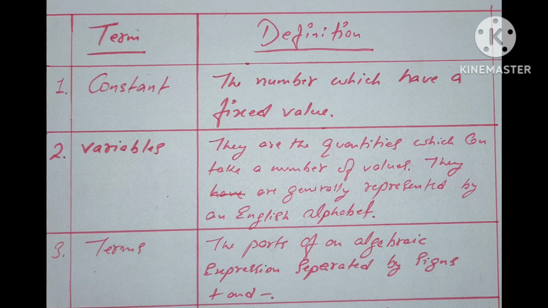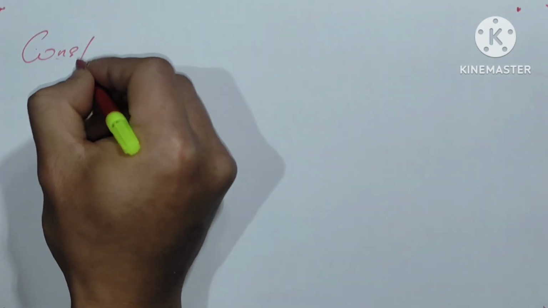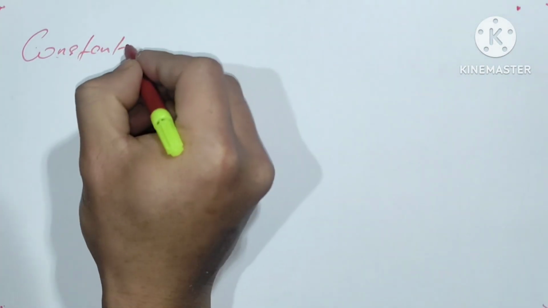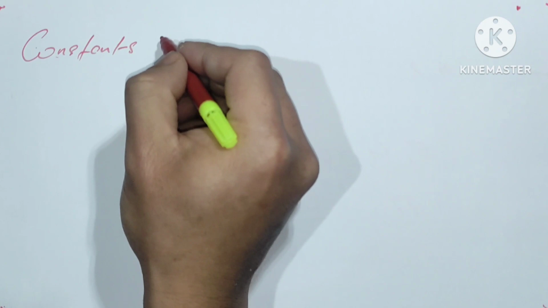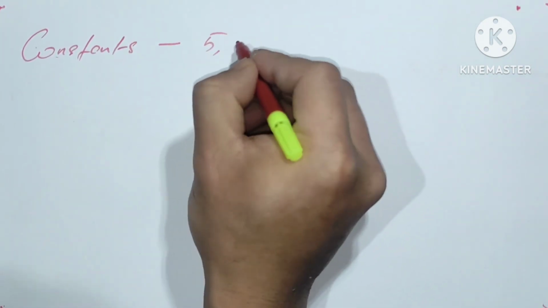I have given you the definitions on the right side of the constant term. The constant is the number which has a fixed value. Even I will show you an example of a constant term. It can be a natural number, integer, rational number, and even irrational number also. I mean to say, in short, any real number can be a constant number because a real number has its own value.